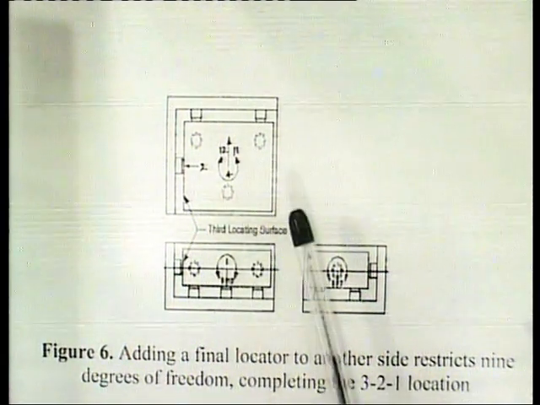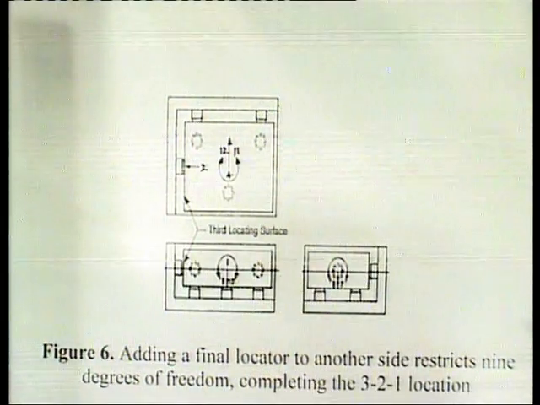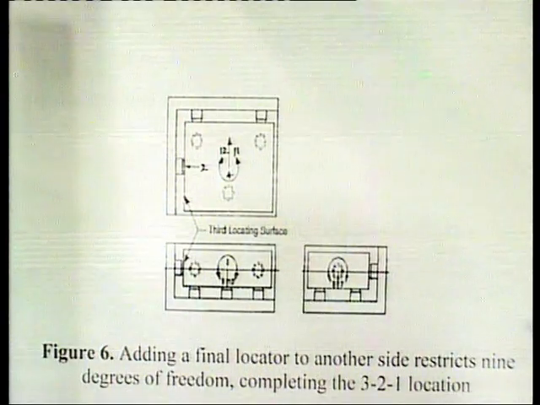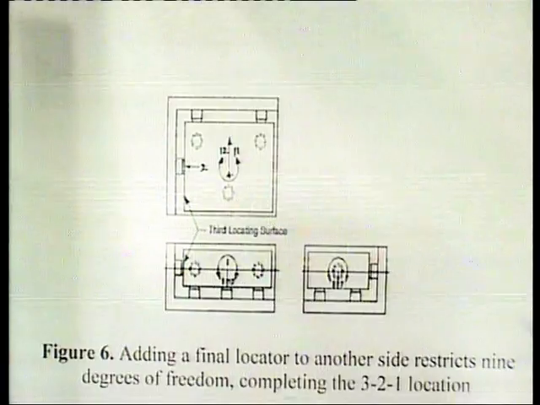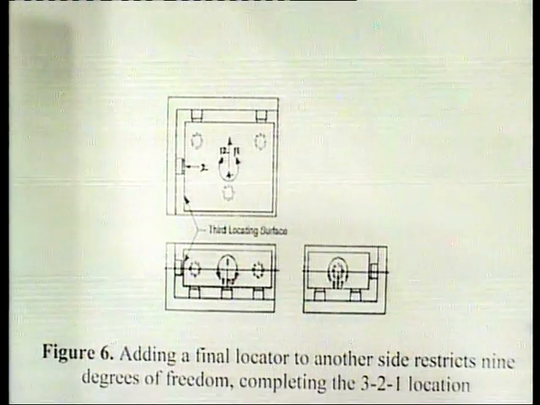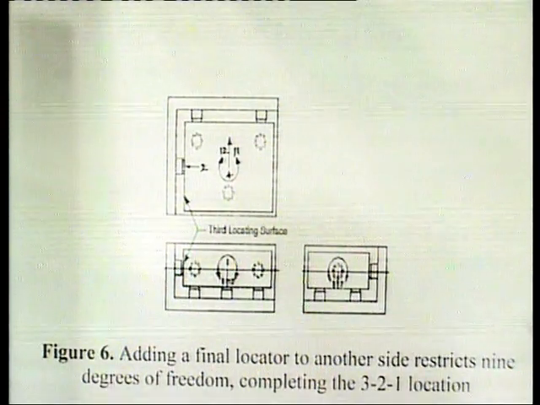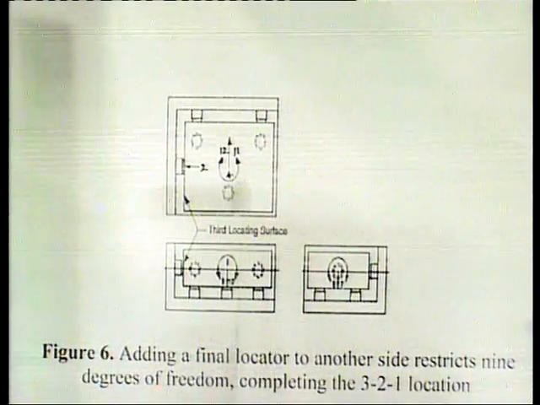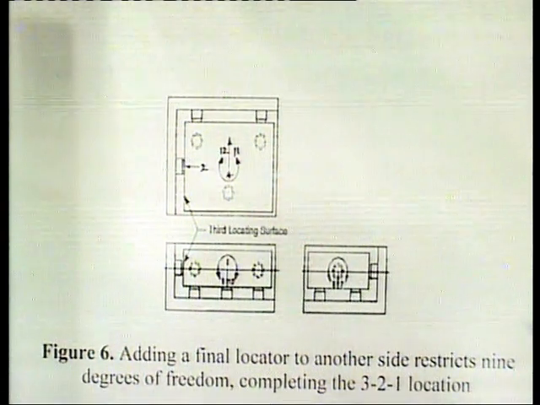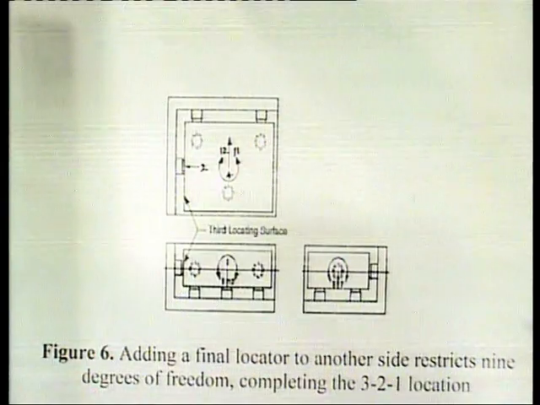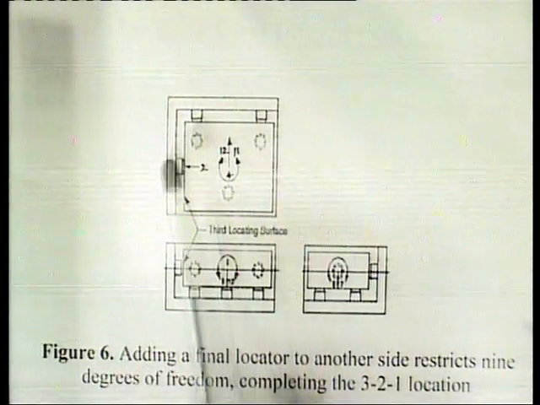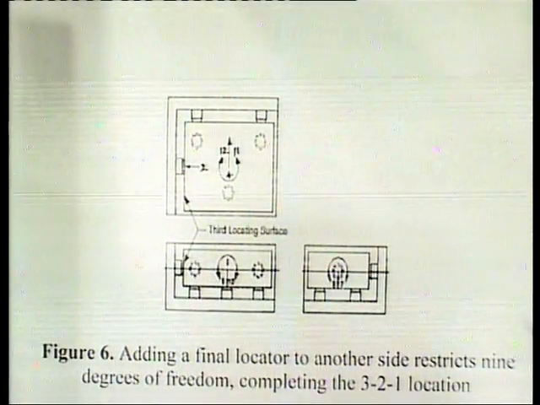The final locator, as shown in this figure, is positioned at the end of the part, the left side of this plate. It restricts the axial movement in one direction along the minus x axis. This is along the minus x axis. Together these 6 locators restrict a total of 9 degrees of freedom. So, these 6 locators, 1, 2, 3, 4, 5 and 6, restrict the 9 degrees of freedom.